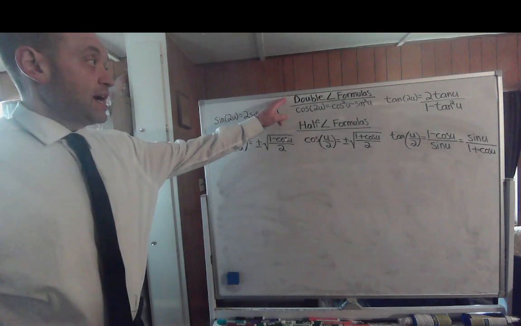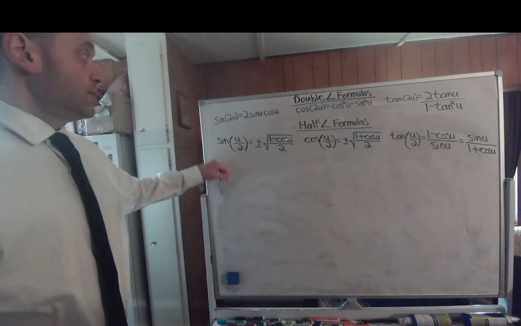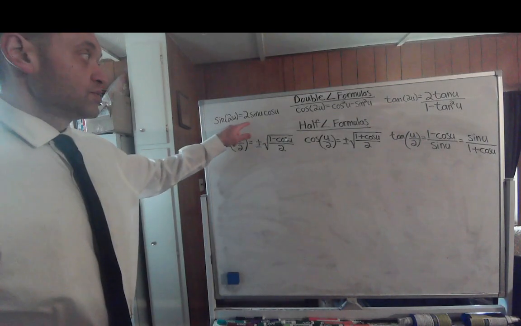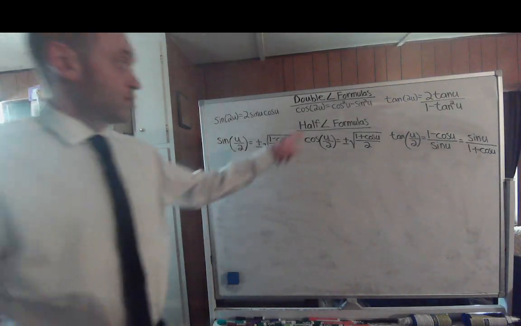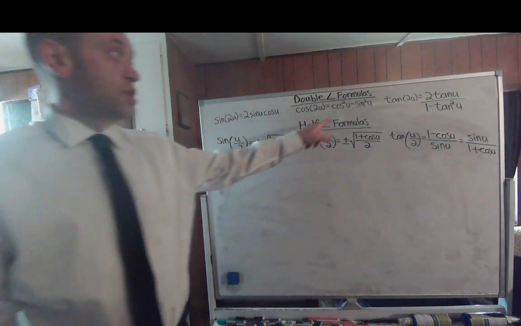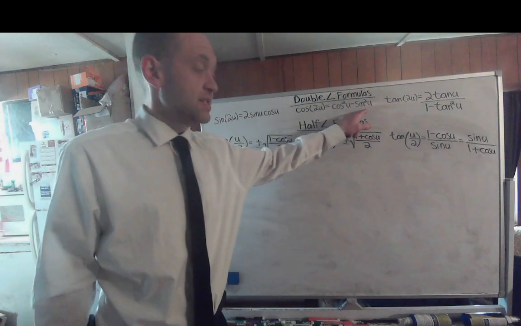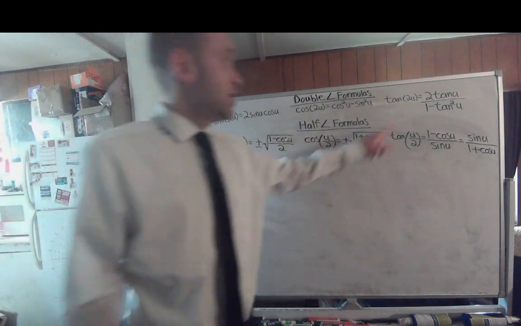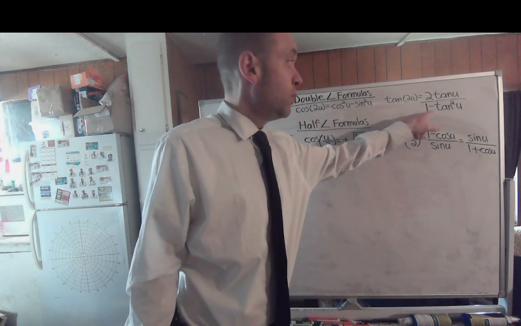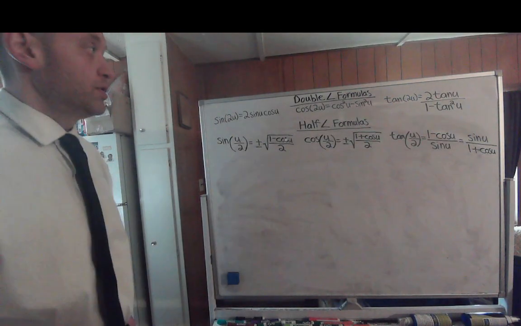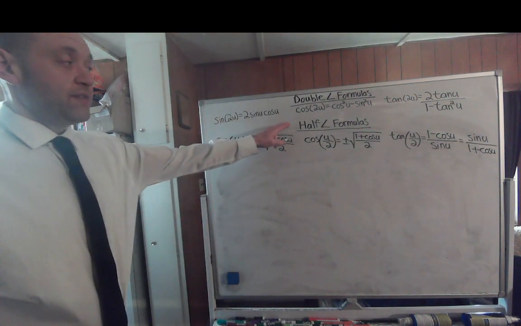So up here you have the double angle formulas. You have the sine of 2u equals 2 times the sine of u cosine of u. You have the cosine of 2u equals cosine squared of u minus sine squared of u. And you have the tangent of 2u equals 2 times the tangent of u over 1 minus the tangent squared of u. Then you have your half angle formulas.